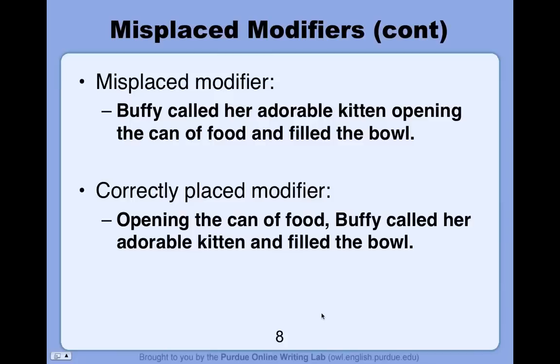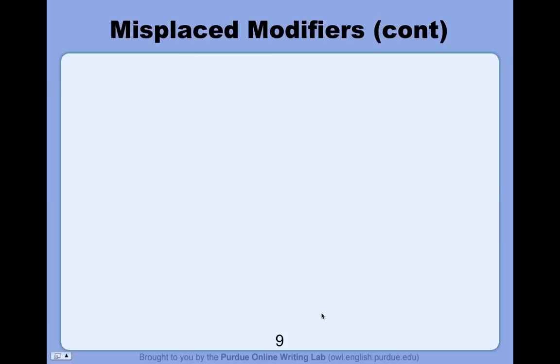Notice how the last sentence is parallel. Buffy opened the can of food, comma, called her adorable kitten, comma, and filled the food bowl. End quote. Each verb is in the same tense and each phrase is in the same construction: verb plus determining word, the, her, the, and noun, food, adorable kitten, food bowl. So that's another way you can correct the misplaced modifier: parallel verb phrases, or a series of verb phrases.